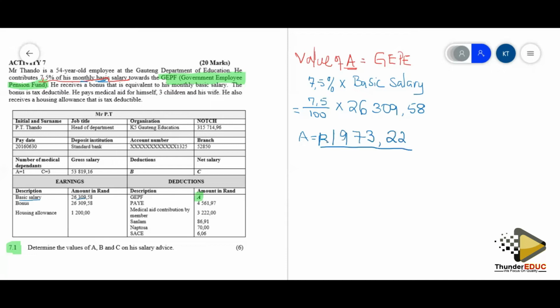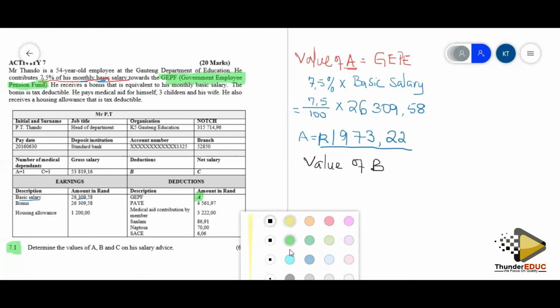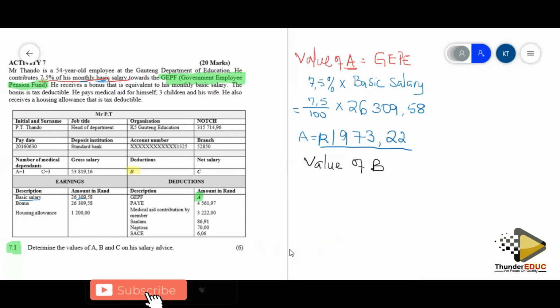All right. Then we continue and we say, let's go and look at the value of B now. Value of B is found under deductions. Simply meaning since it's found under deductions, we are going to look for the total value of deductions. So now don't forget that you've already got the value of A, because deductions are these ones here. You see that? So you're going to add everything here plus the A that you've got now.